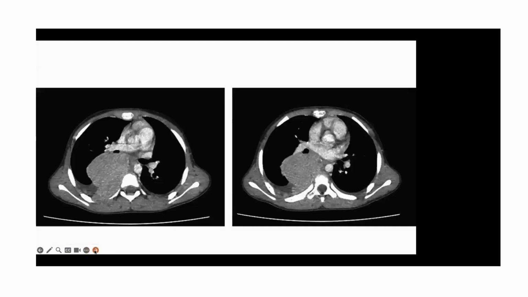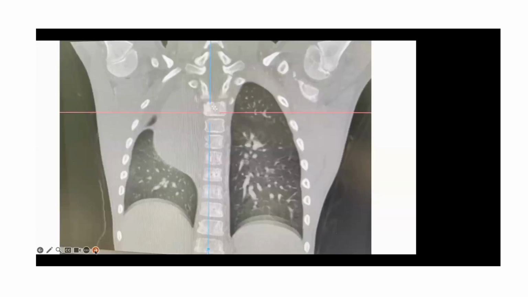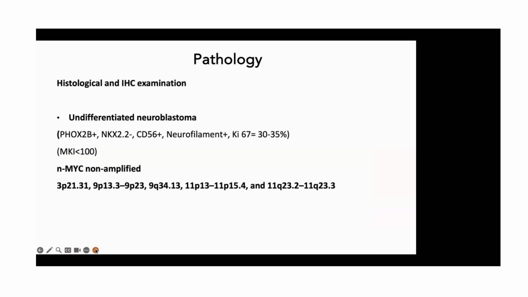And here, this is the tumor again. Based on just CT or MRI, it's very difficult to understand the nature of the tumor. This is another one. This child is 7 years old, and here you can see this lesion. So the biopsy was done, and the diagnosis was neuroblastoma.